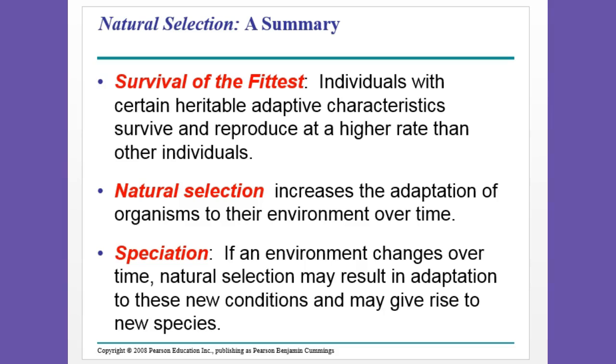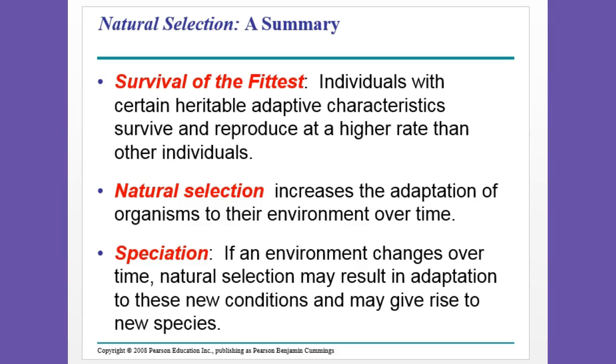So a summary of natural selection: it is, first and foremost, survival of the fittest. Individuals that have those heritable adaptive characteristics survive and reproduce at a higher rate than other individuals; they're the ones that are going to be able to survive to reproduce. The less fit individuals with the not so desirable traits will be the ones that do not make it to reproductive years. Natural selection increases the adaptation of organisms to their environment over time.